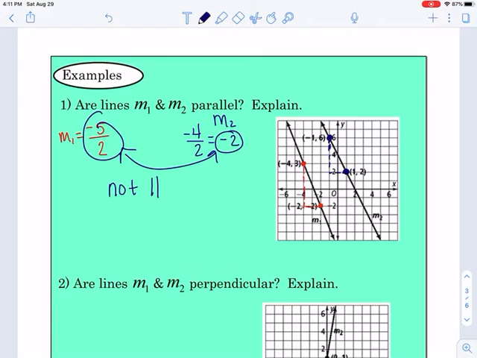I'll use the symbol of parallel just to be lazy. Okay, and y, they do not have the same slope.